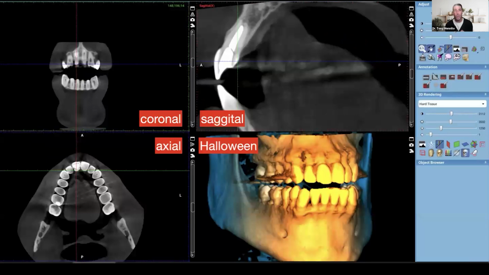I'll talk about that a little bit. There are always issues with superimposition of anatomy over the teeth that sometimes made it hard to diagnose. But just to give you an idea of what the view looks like in a CBCT reader, this is essentially what it looks like.